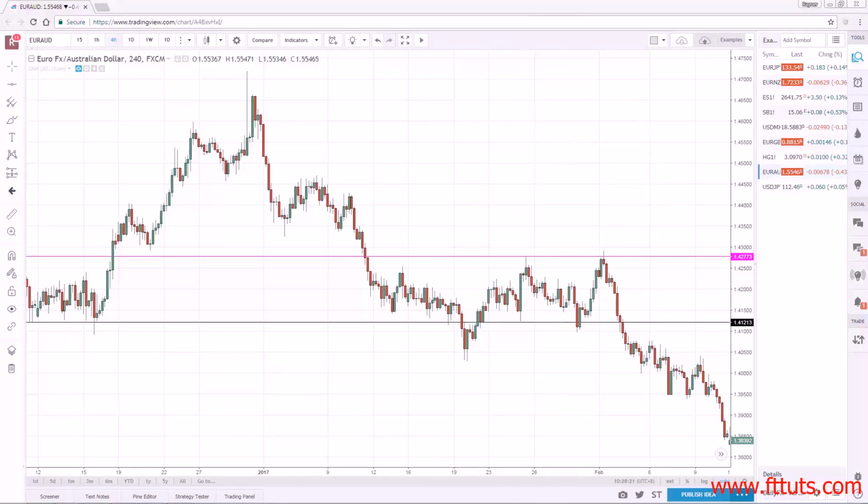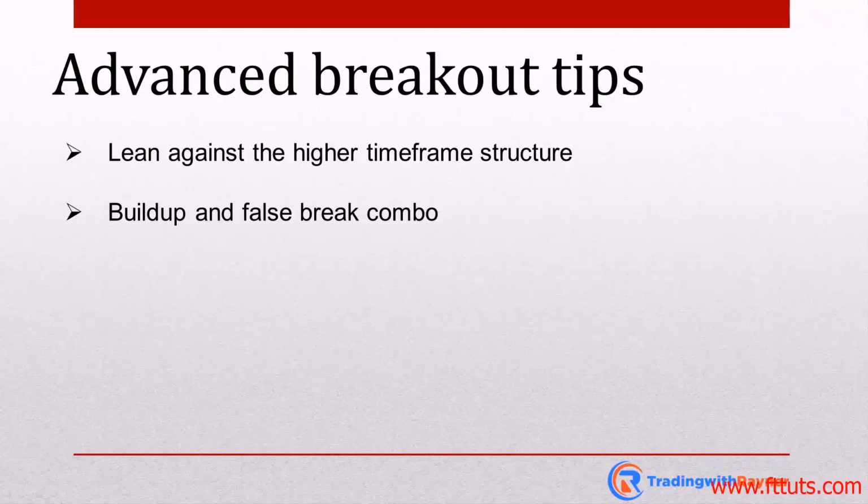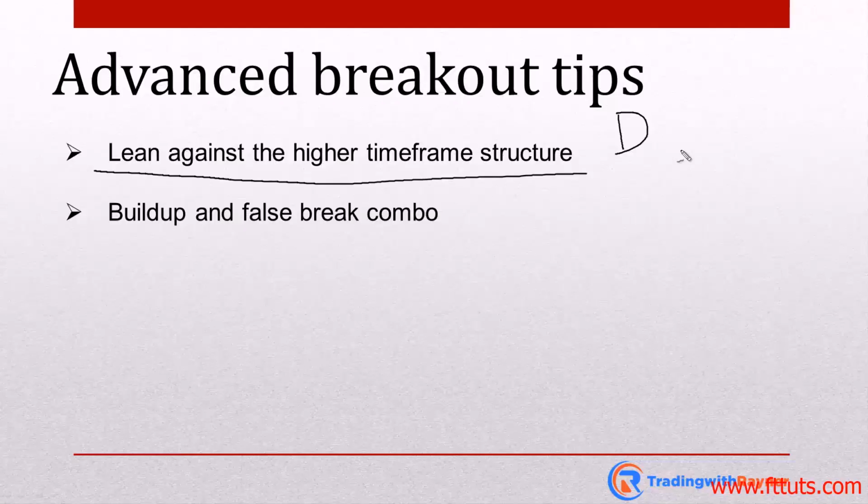Okay, so with that said, I just want to do a quick recap, right? A couple of advanced breakout tips to share with you. Number one is leaning against the higher time frame structure, right? So in this case, you can see that clearly we are using two time frames. Number one, the daily is the higher time frame, and the 4-hour is the time frame that you could look at for an entry. So if the daily price is at support, you can look at the 4-hour time frame, looking to lean against it, or rather the range on the 4-hour time frame will be leaning against the daily support. Okay, and this really increases the odds of the breakout trade working out.